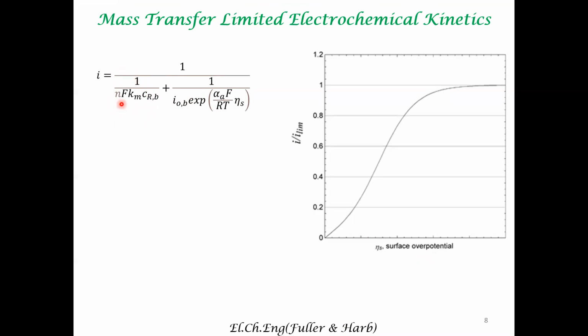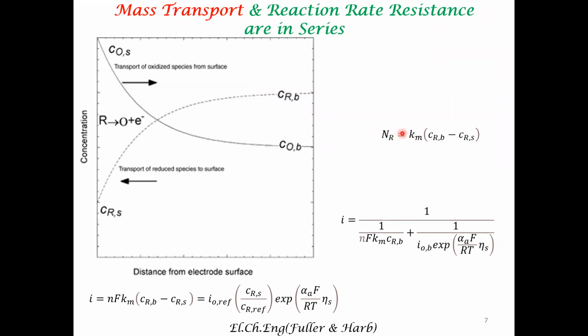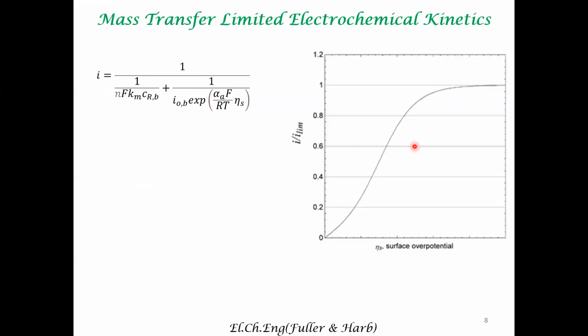So if Km is large, 1 by Km is small. If Km is small, 1 by Km is large. Okay, so that's the argument we make. So at large eta S, we can neglect this and you are going to retain this quantity alone.